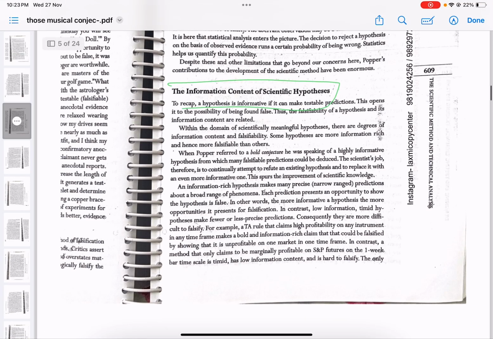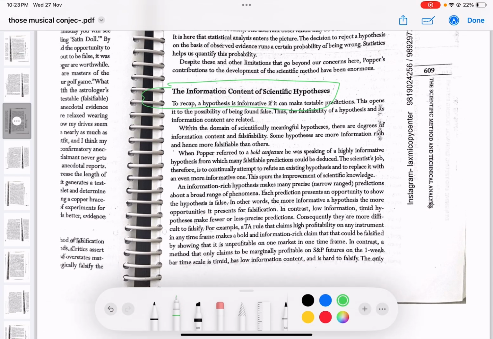Okay. So now one more thing you need to keep in mind. If you have some hypothesis which has less information, that is, let's say, one case. And if you have another hypothesis which has more information, which one would be easier to prove wrong? Now, let's say I have to prove that the hypothesis is false. Which one would be easier for me to prove to be wrong?